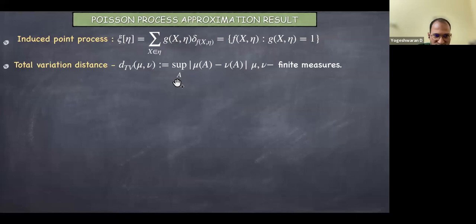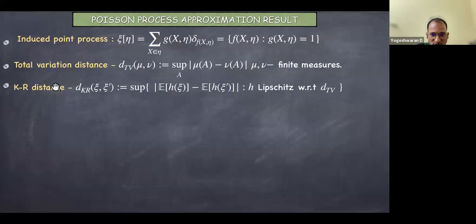Here comes our distance, the KR distance, Kantorovich-Rubinstein. This comes from optimal transport theory, but I formulate a dual version, not the original version. The Kantorovich-Rubinstein distance between two finite counting measures is defined as the supremum of the expectation of Lipschitz functions applied to the two counting measures, to the two point processes. Lipschitz is with respect to the total variation distance. So this is what it is.